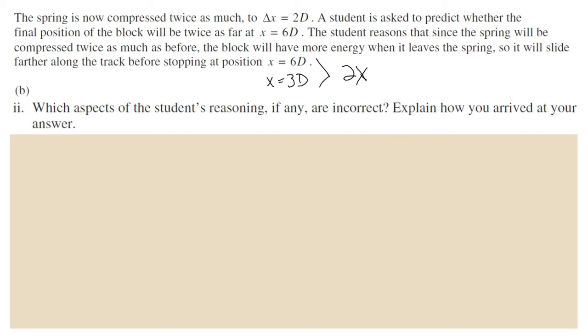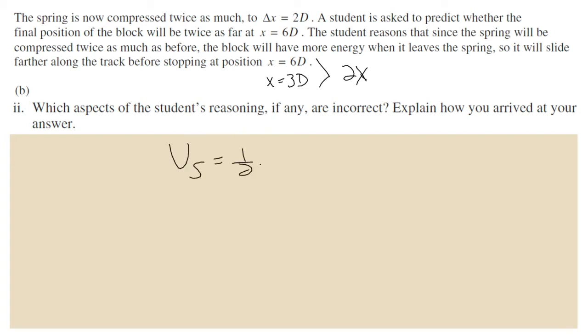So now here's the deal. Essentially, what this kid is saying, and this was the critical thing to realize in terms of really being able to get the points for this part, is that the stopping distance will double because the spring compression distance doubled. And that ultimately is not correct.